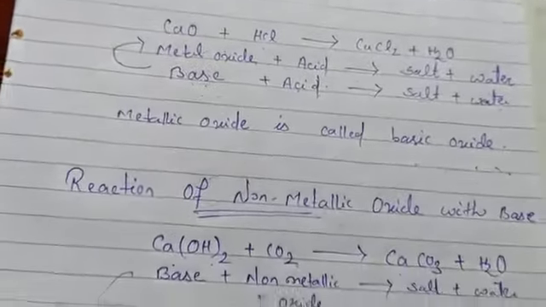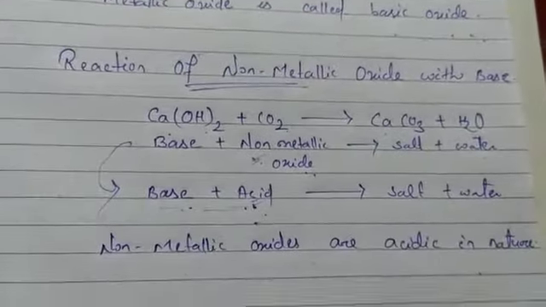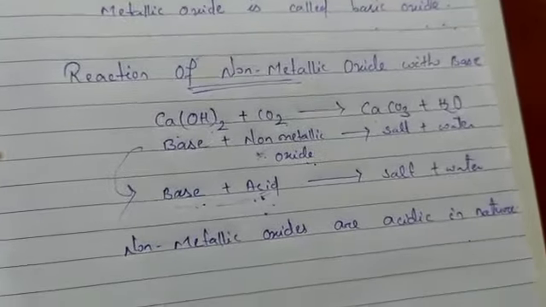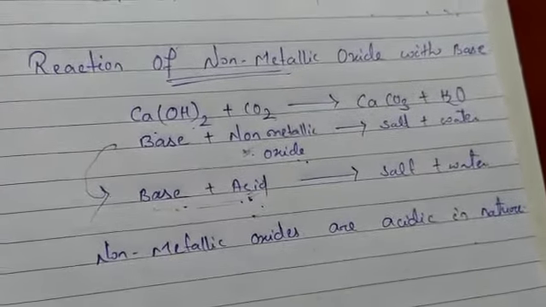So this is all about the reaction of metallic oxides with acids and bases. You can get more clarity from your book. Now we will study what all acids and bases have in common.